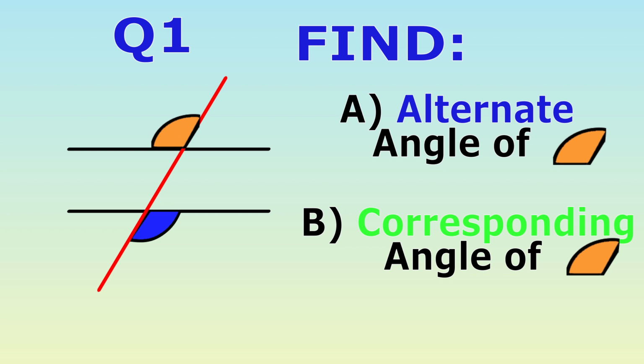Now part B. Can you find the corresponding angle to the orange angle? Well, simply note that the orange angle is on the top left of its intersection. So that must mean that the corresponding angle to it is on the top left of the other intersection. So here we have it. The green angle is on the top left of the bottom intersection, which means it is the corresponding angle to the orange angle.